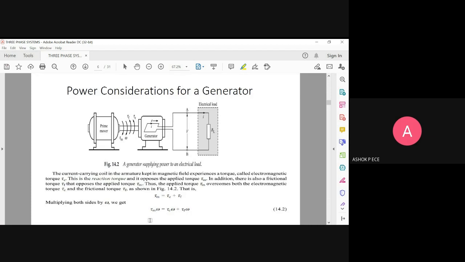If you multiply both sides by omega, you get tau m into omega equal to tau e into omega plus tau f into omega.